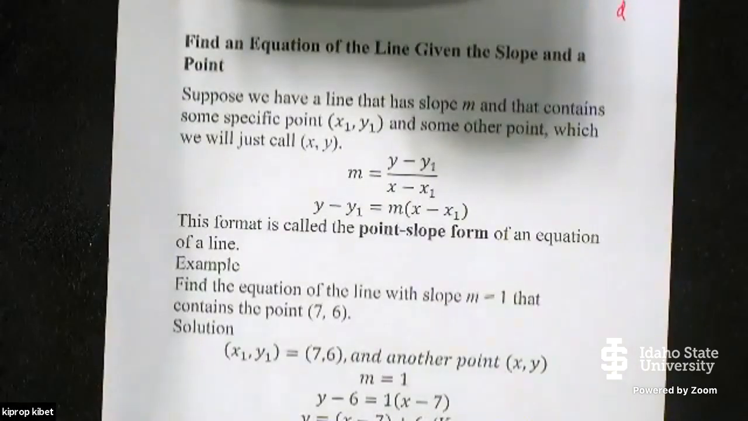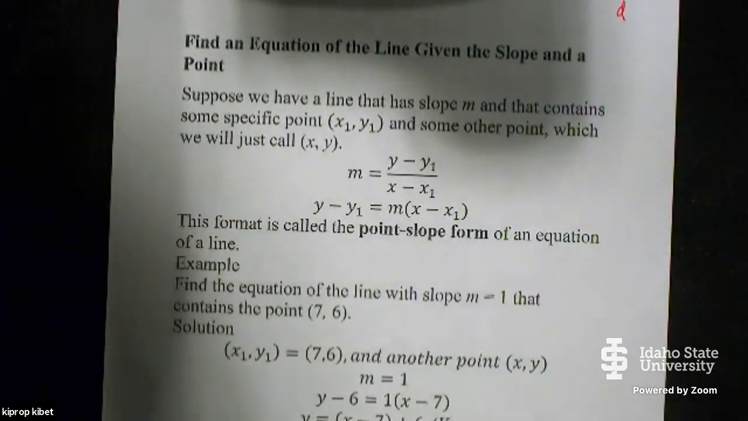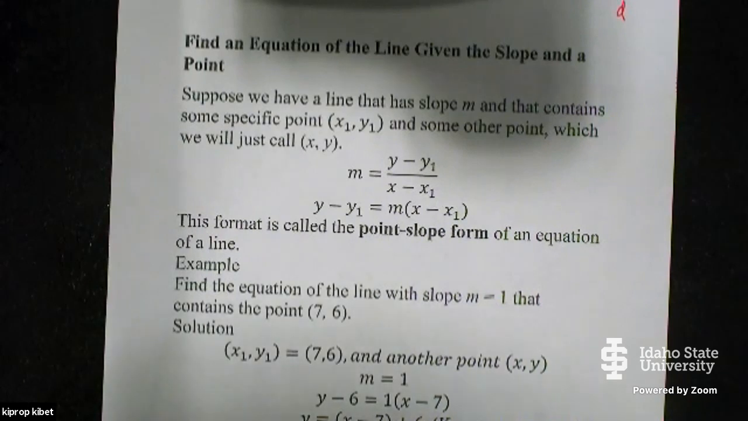So let's come to find the equation of the line given the slope and a point. You're given a slope and then you're given 1 point. So what will be the equation of that? Suppose we have a line that has a slope m and that contains some specific point x1, y1, and some other point, which we will just call x, y.